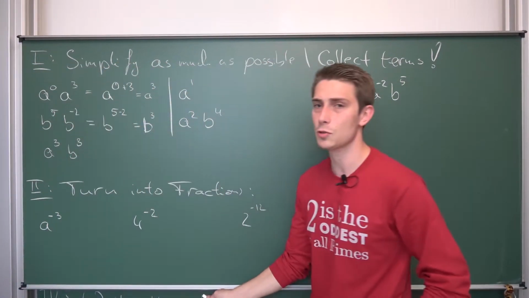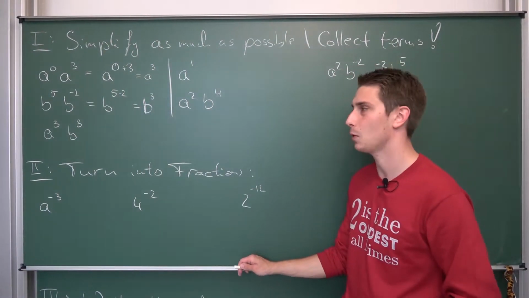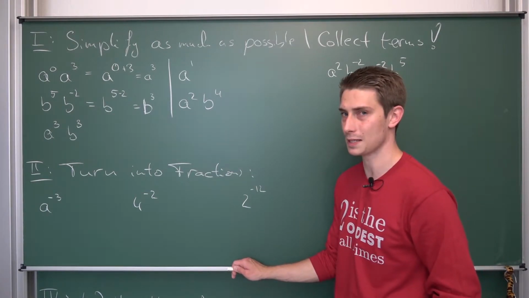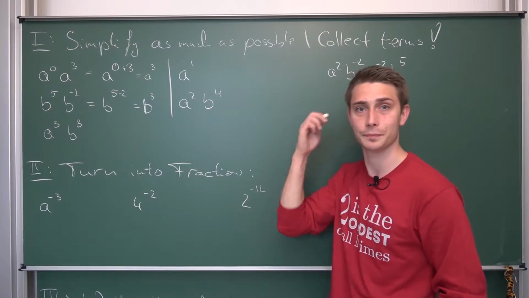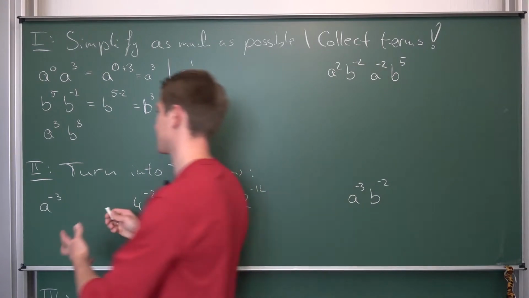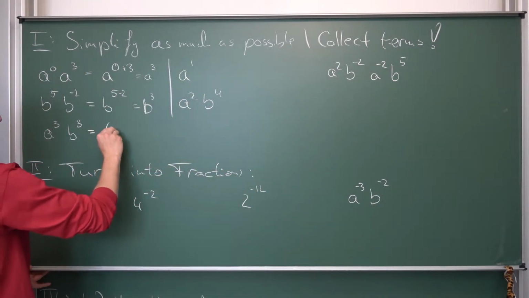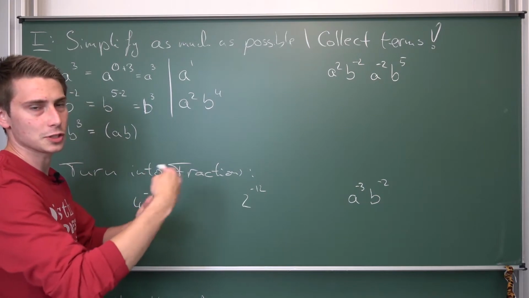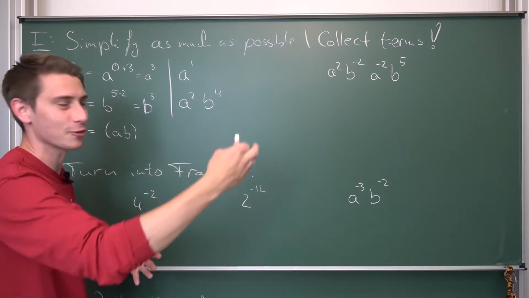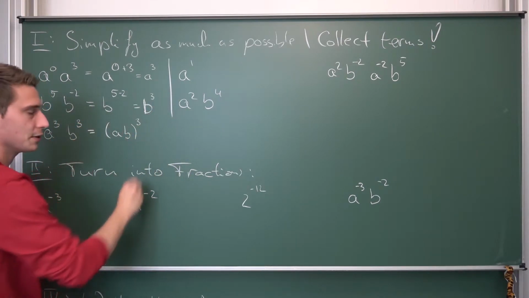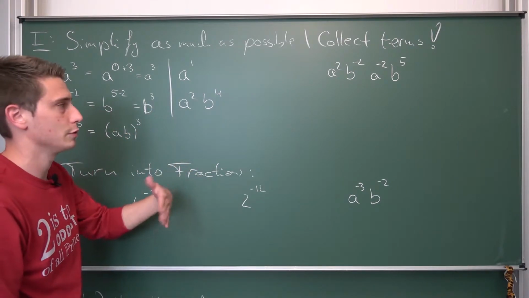Now what about a to the 3rd power times b to the 3rd power? Other situation. Different bases, but same exponents. What was the rule for that? Well, we are going to collect our bases, multiply them together in parentheses, so a times b, and we are going to basically use the distributive law. We are going to drag our 3rd power to the outside, basically. Okay, a times b to the 3rd power.